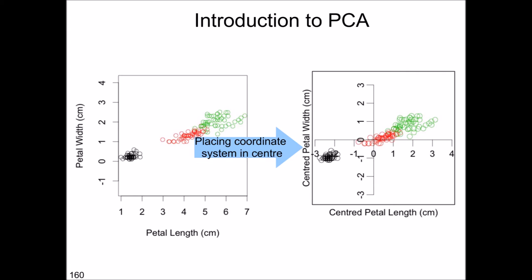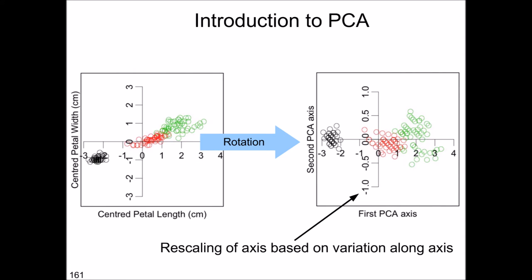That's displayed on the right-hand side. And after we have done this, we rotate our coordinate system so that the maximum variability in the data is along the first axis. You can already see this in the left figure: if we slightly rotate the axis, then we have a much higher range along the x-axis compared to the y-axis.